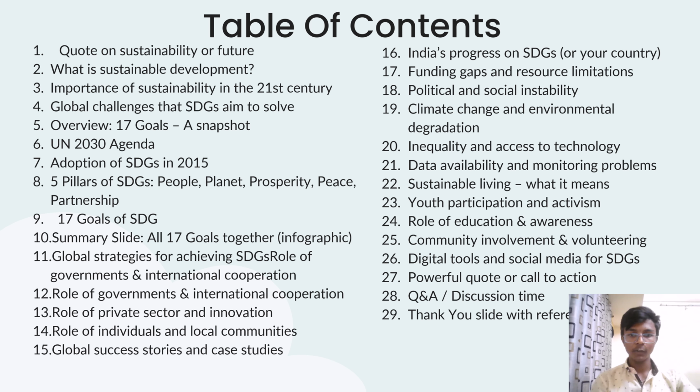And that comes to the 17 goals of SDGs, a summary slide of the 17 goals, and global strategies for achieving SDGs: role of governments and international cooperation, role of private sectors and innovations, role of individuals and local communities, global success stories and case studies, Indian progress and SDGs, funding gaps and resource limitations, political and social instability, climate change and environmental degradation, inequality and access to technology, data availability and monitoring problems, sustainability living and what it means, youth participation and activism, role of education and awareness, community involvement and volunteering, digital tools and social media for SDGs.